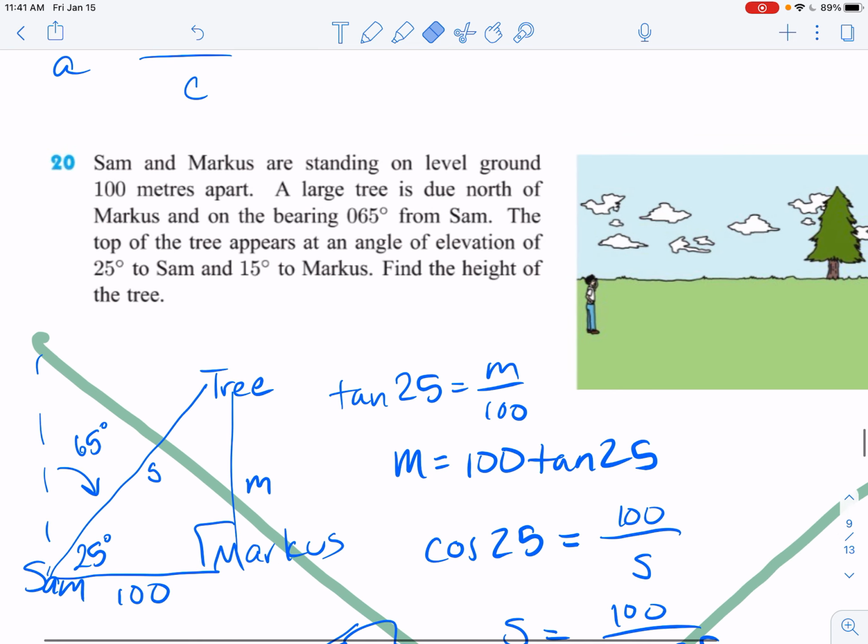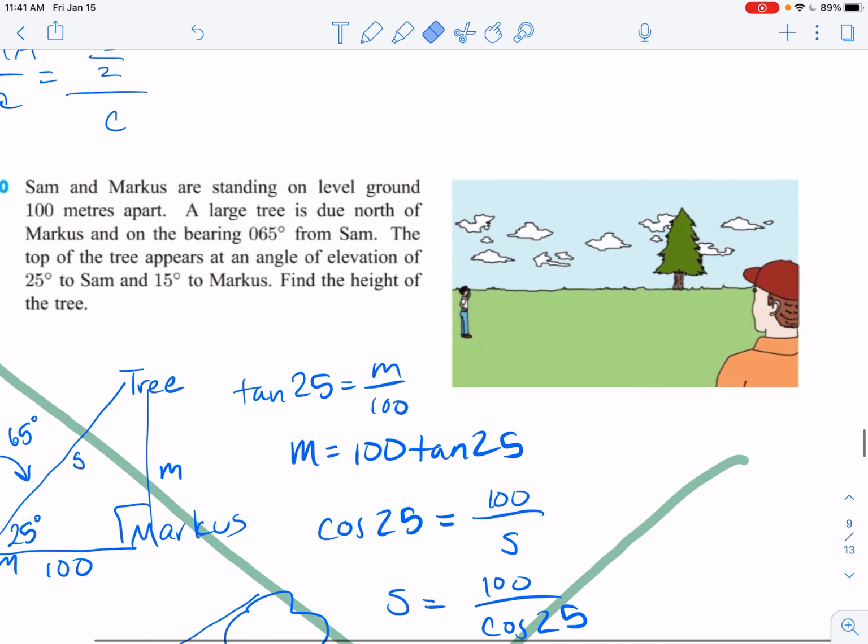So on this one, they're saying that Sam and Marcus are standing on a level ground 100 meters apart. A large tree is due north of Marcus on the bearing 65 degrees from Sam. The top of the tree appears at an angle of elevation of 25 degrees to Sam and 15 degrees to Marcus. Find the height of the tree.